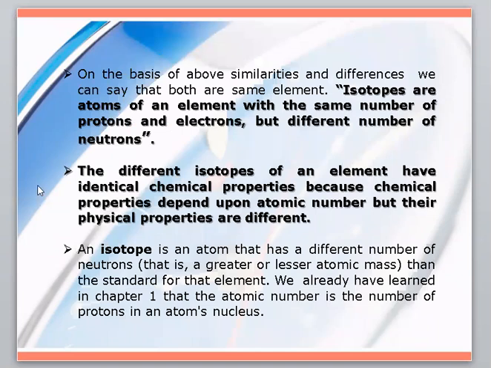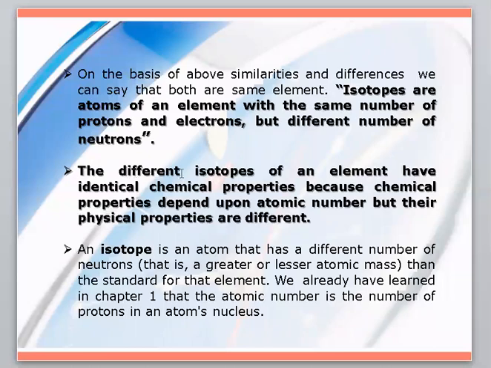So, are you able to define isotopes? On the basis of the above similarities and differences, we can say that both are the same element. Are you sure? Isotopes are atoms of an element with the same number of protons and electrons, but a different number of neutrons.